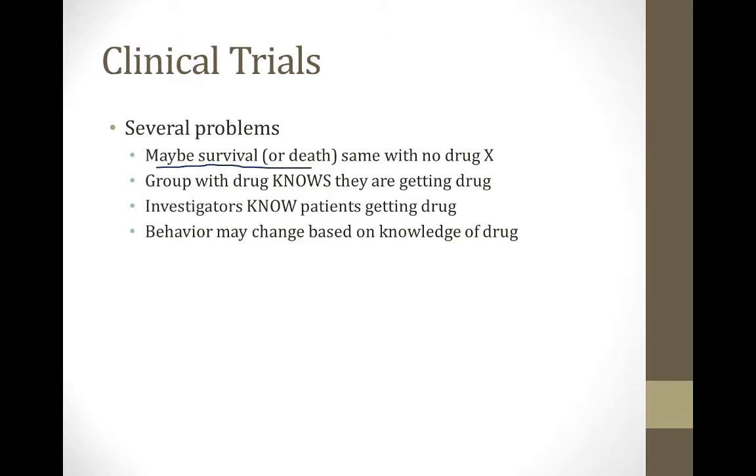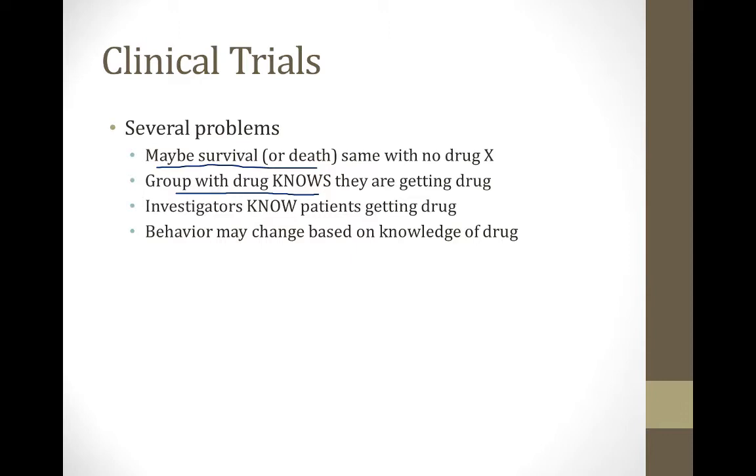The first is that maybe survival or death is the same with no drug X, and we don't know that. We gave drug X to the people, it looked like they did well, but what would have happened if they hadn't received the drug at all? Another problem is the group that's getting drug X knows they're getting a drug. And sometimes people behave differently when they know they're on a drug. Maybe they live healthier lives or avoid bad habits, and this makes them live longer, but it's not due to the drug.